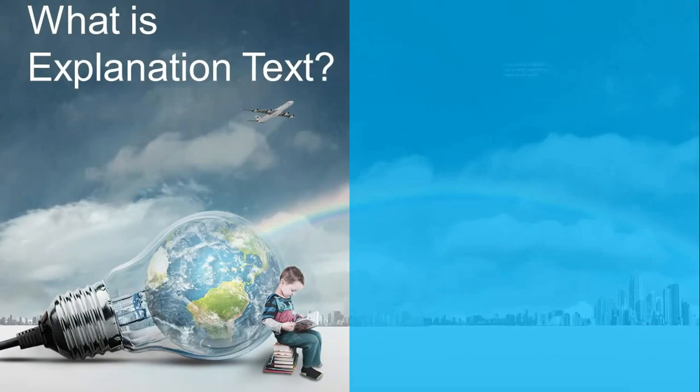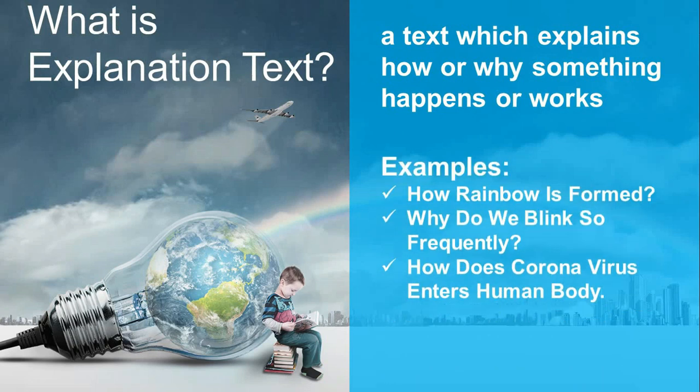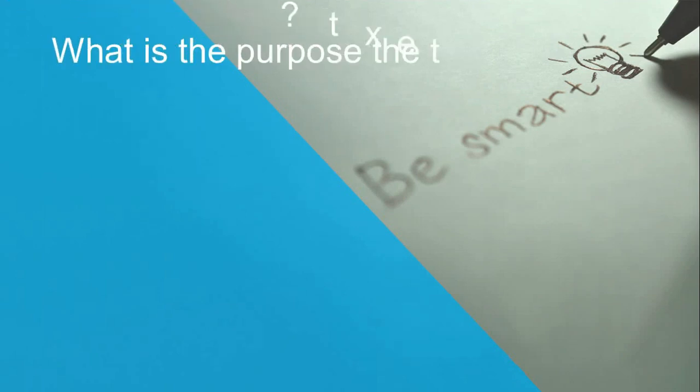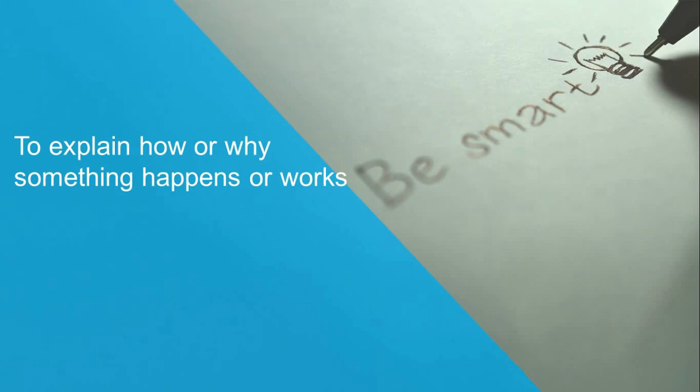What is explanation text? It is a text which explains how or why something happens or works. And here are the examples of the titles of explanation text. How is a rainbow formed, why do we blink so frequently, and how does coronavirus enter the human body. So through this pandemic also, you may make an explanation text. And then what is the purpose of the text? Well, of course, it is to explain how or why something happens or works.